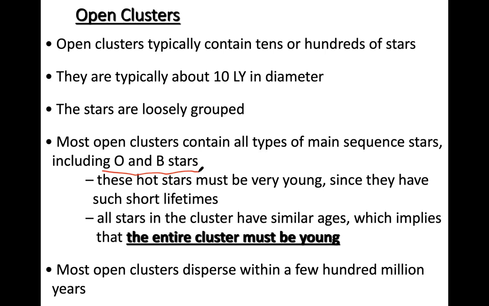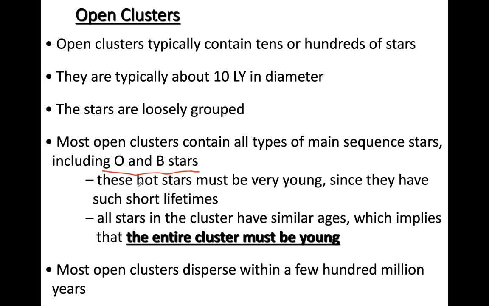There may be one or two, very rarely, but in general, statistically, there shouldn't be O and B type stars in these globular clusters because they are very old, so they have had enough time for these O and B type stars to evolve into other types of stars, such as red giants or white dwarfs.